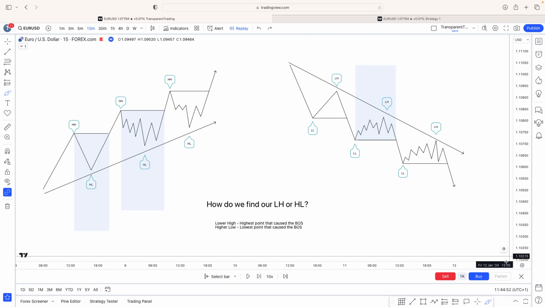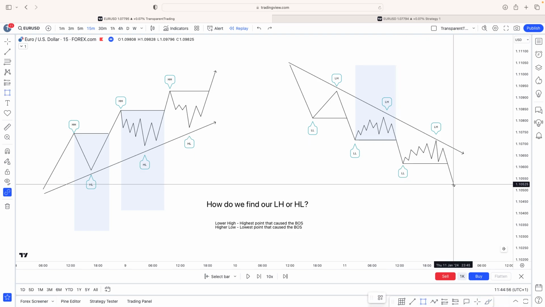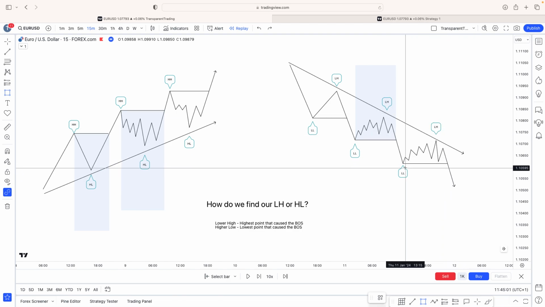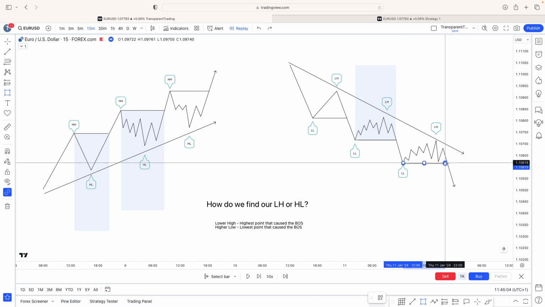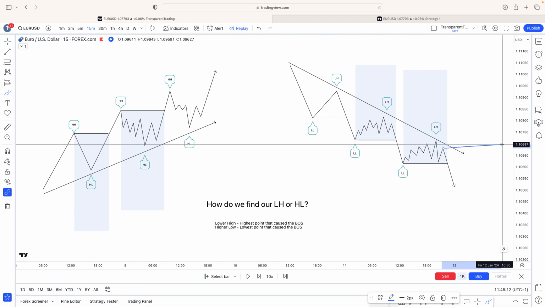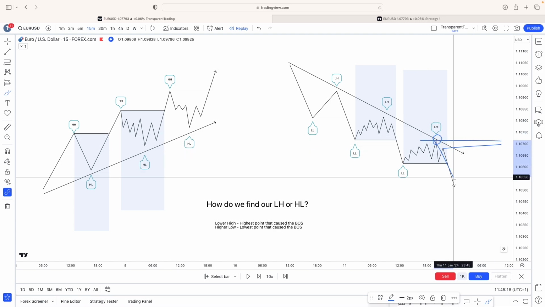Okay, the process then repeats. What happens? We pull back and then we push down and break structure to the downside. As soon as we get that break of structure, we know that there's a lower high. How do we find it? We draw a rectangle on our break of structure line and we pull it up. Where is the highest point at which price traded within this rectangle? Well, it's not here. It is this point here, right? It is the highest point that price traded at that caused that break of structure to the downside.